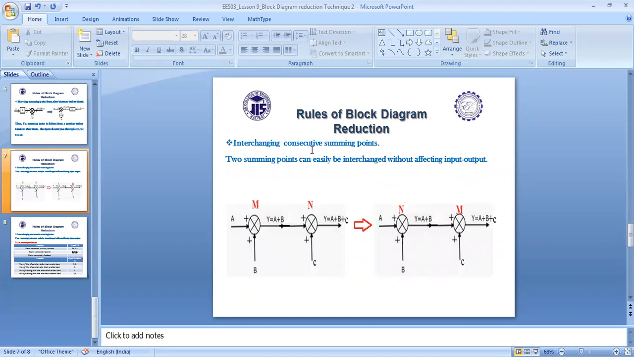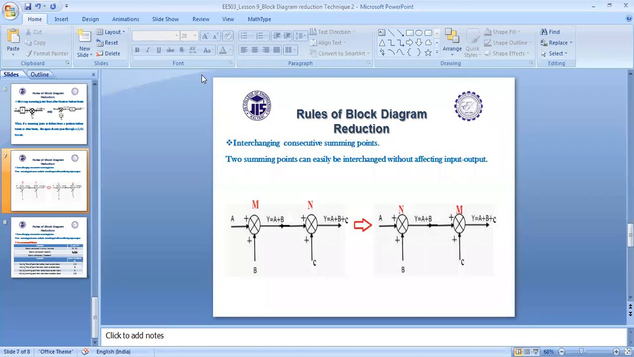Now the last rule we'll be discussing is interchanging consecutive summing points. What happens if we want to interchange consecutive summing points? It's very simple. If 2 consecutive summing points are interchanged, that will not affect the input output of the system. That means consecutive summing points can easily be interchanged without any alteration in input output.